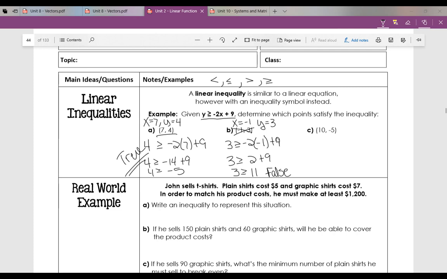Okay, so I'm going to pause for just a moment. I'm going to give you an opportunity to plug in your 10 and your negative 5 and tell me whether that is a true or false statement, whether that point does satisfy the inequality or whether it does not.